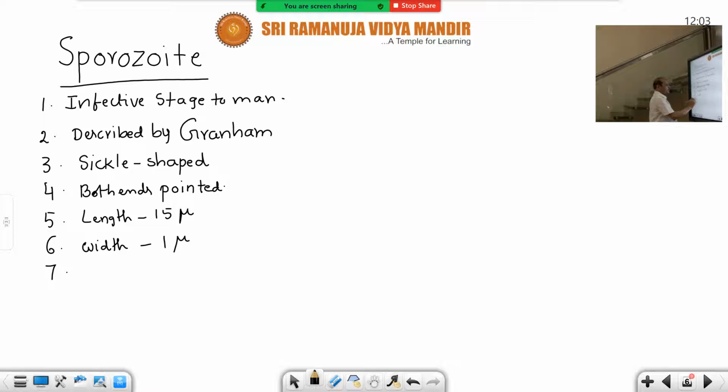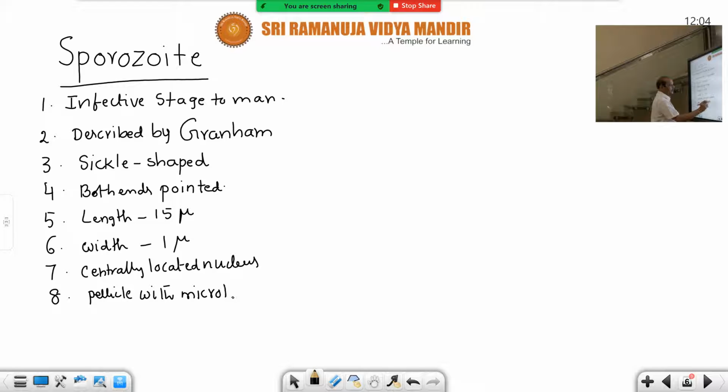And a centrally located nucleus is present, but not a cartwheel-like nucleus. The cartwheel-like nucleus is a characteristic feature of the trophozoite of Entamoeba histolytica, but this is simply a centrally located nucleus. And the body is covered by a pellicle. The external covering of the body is the pellicle with microtubules. In the pellicle, these microtubules are also present.